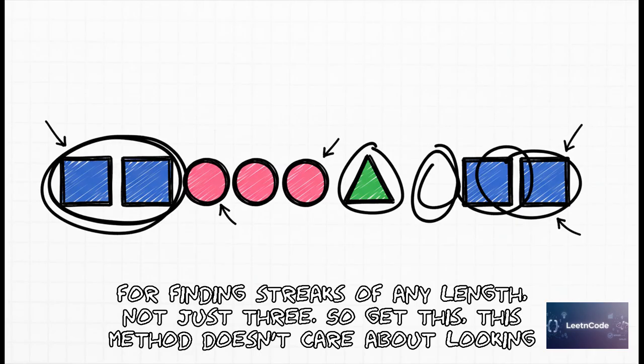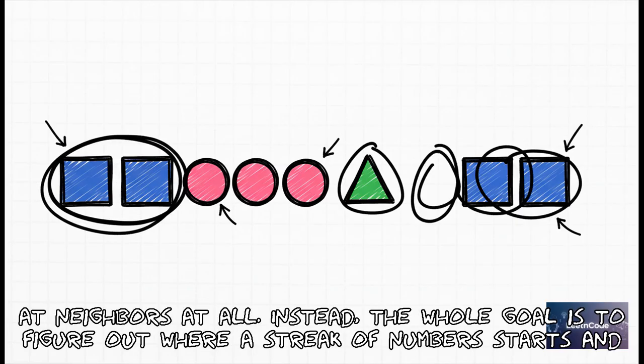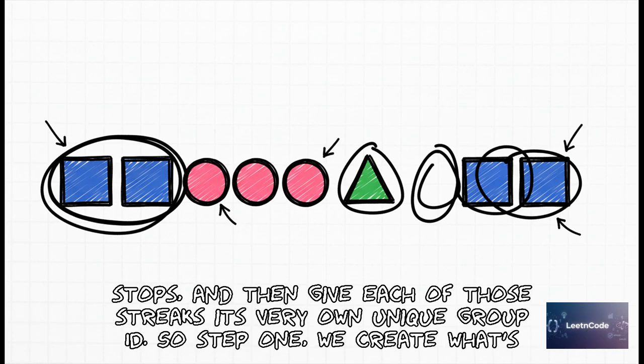So get this, this method doesn't care about looking at neighbors at all. Instead, the whole goal is to figure out where a streak of numbers starts and stops, and then give each of those streaks its very own unique group ID.